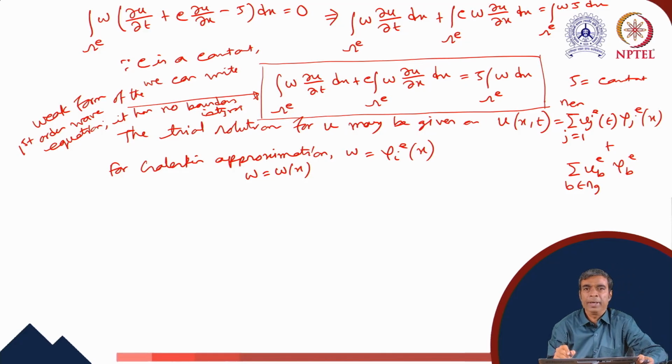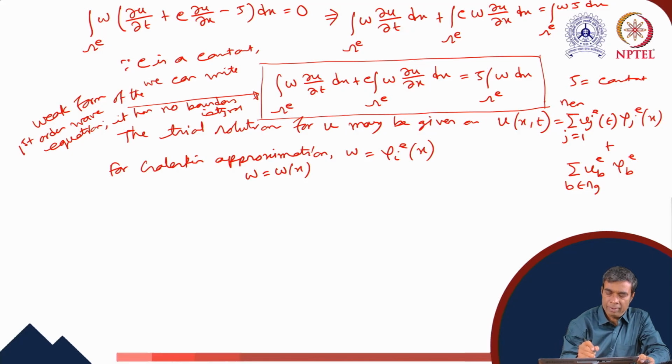Therefore, the integral form of the first order wave equation represents its weak form. We already discussed that the first order equations are not integrated, they are kept in the integral form, and this integral form itself is the associated weak form. So let us make the next simplification.